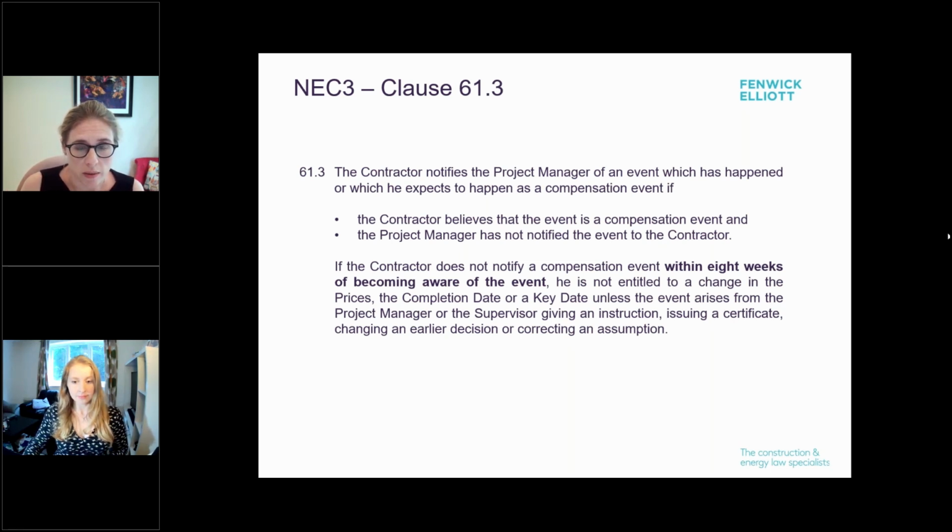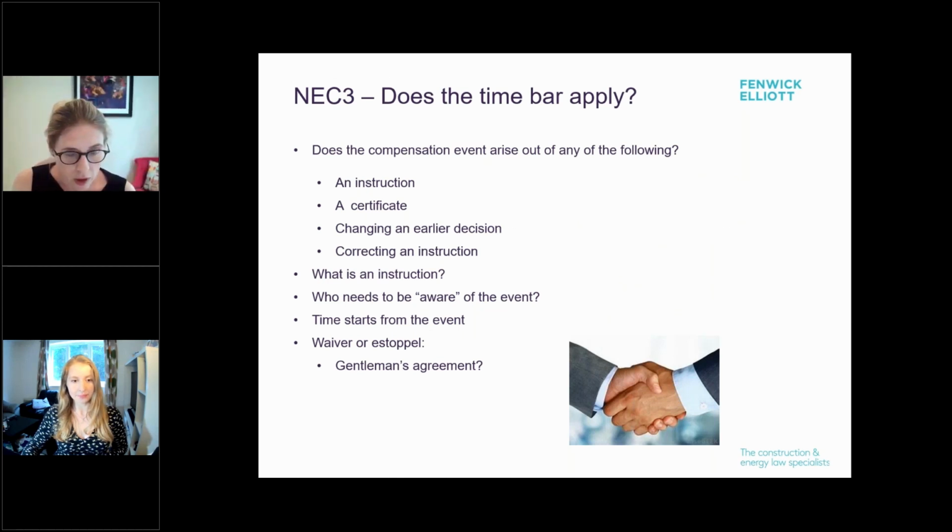Just to read it out so everyone has it in mind, the contractor notifies the project manager of an event which has happened or which he expects to happen as a compensation event, if he believes it's a compensation event and the project manager has not notified of it. And he has to do so within eight weeks of becoming aware of the event, unless it arises from an instruction, issuing a certificate, changing an earlier decision or correcting an assumption. So just breaking that down a little bit on the next slide. The first thing to check is obviously whether the compensation event arises out of any of the following exceptions: an instruction, a certificate, changing an earlier decision or correcting an instruction.